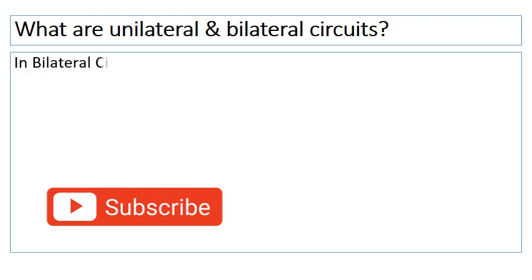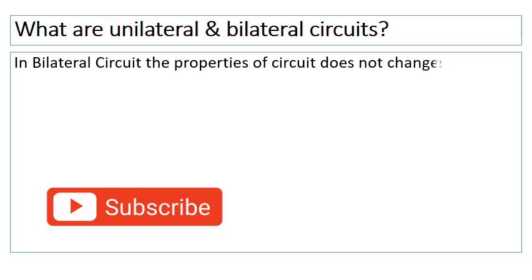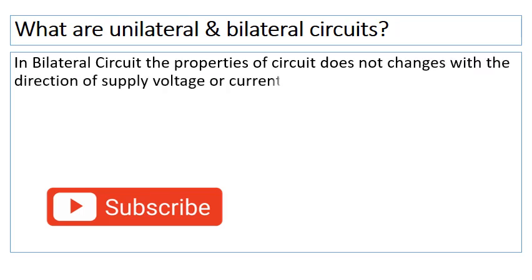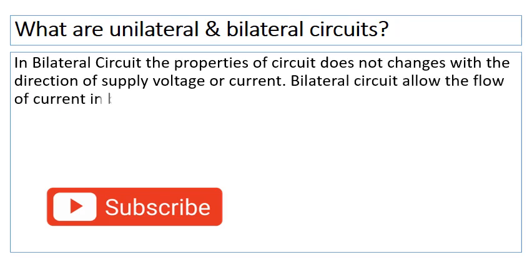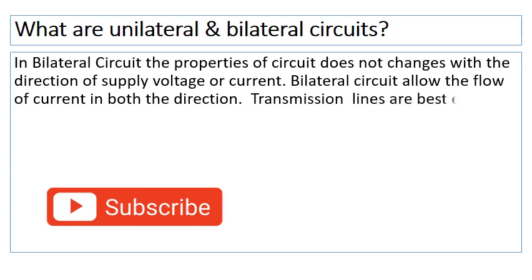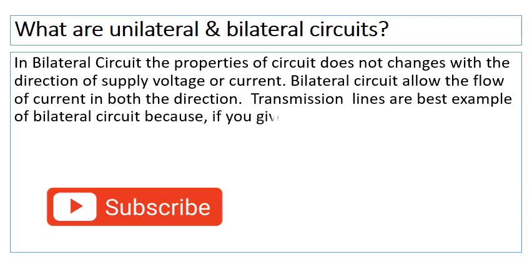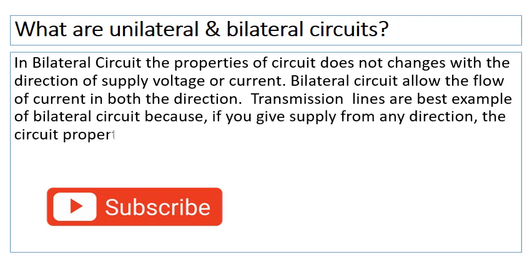In a bilateral circuit, the properties of the circuit do not change with the direction of supply voltage or current. A bilateral circuit allows the flow of current in both directions. Transmission lines are the best example of a bilateral circuit because if you give supply from any direction, the circuit properties will remain constant.